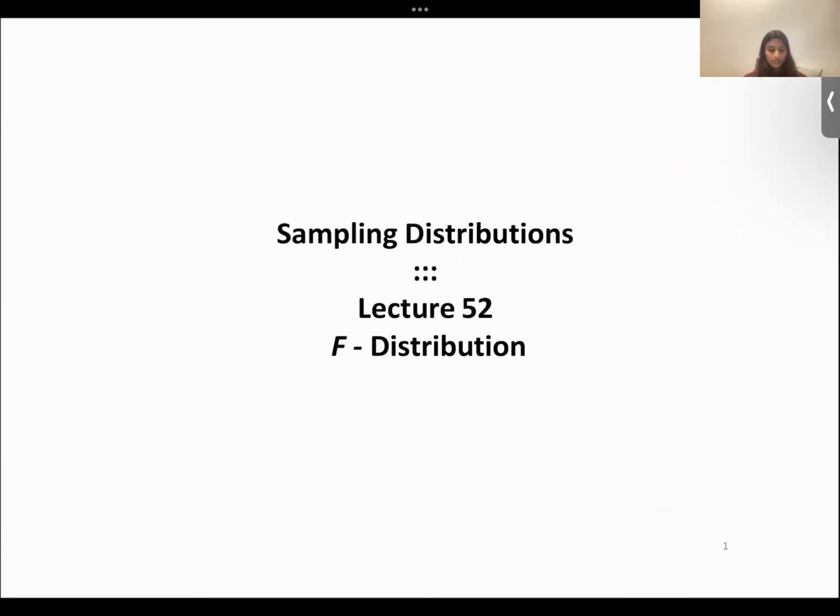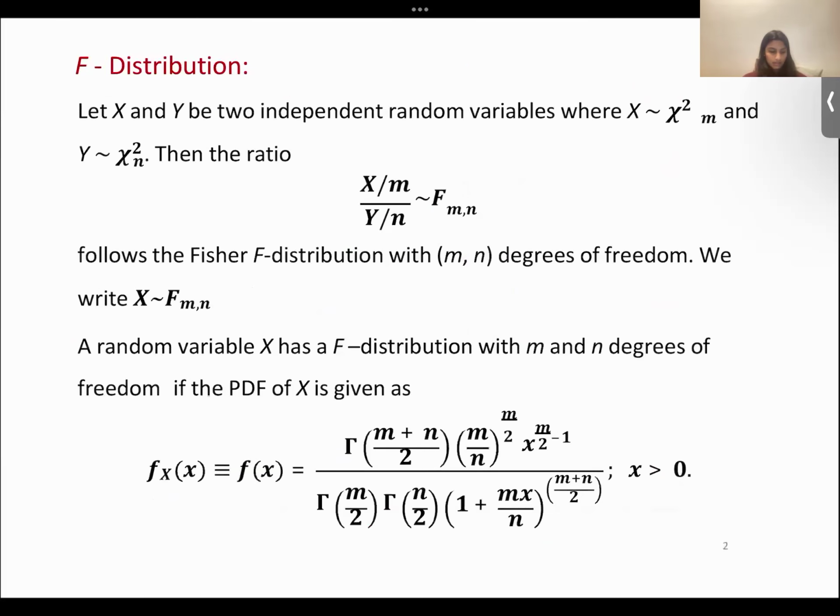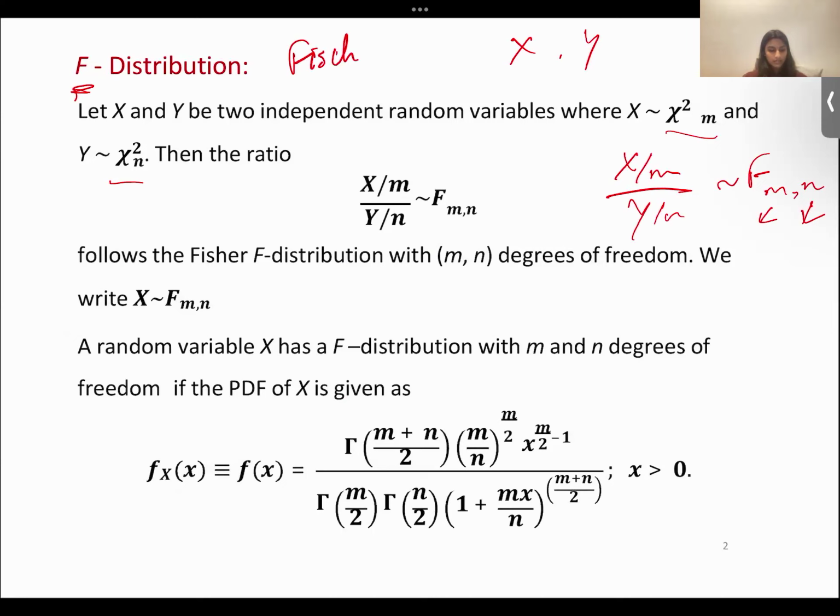So the last distribution is the F distribution. This is when you have two random variables x and y. Both of these follow chi-square distributions, chi-square m and chi-square n. And the ratio x divided by m and y divided by n follows an F distribution with m comma n degrees of freedom. So here you need two sample sizes, m and n. The F distribution is named after Fisher, the Fisher distribution.